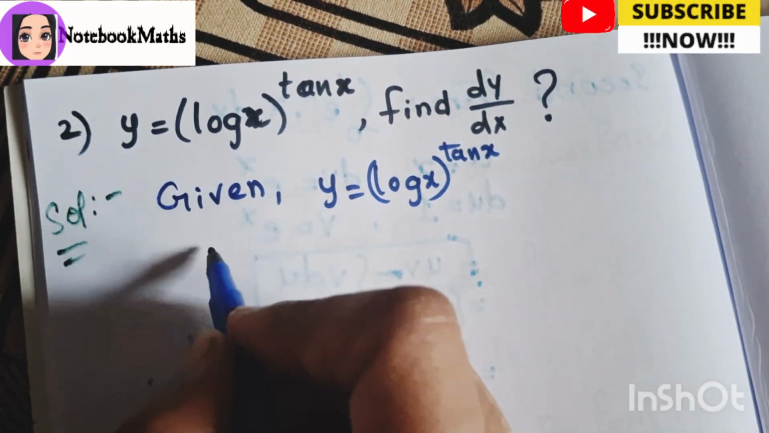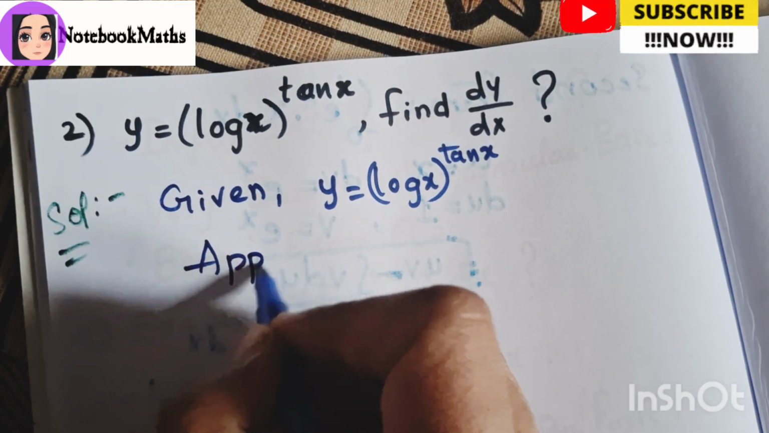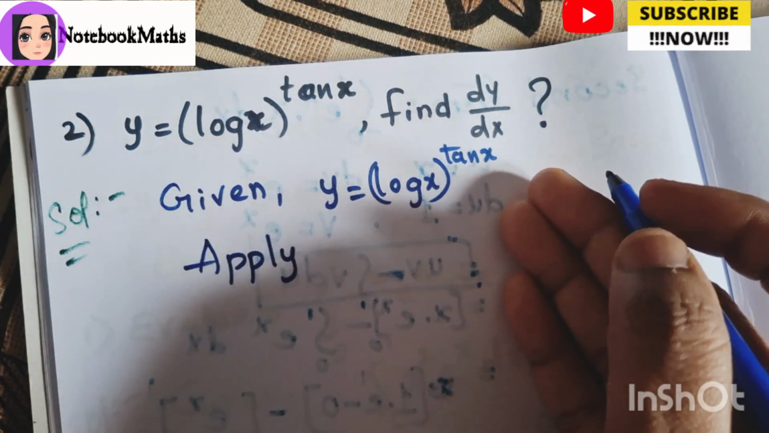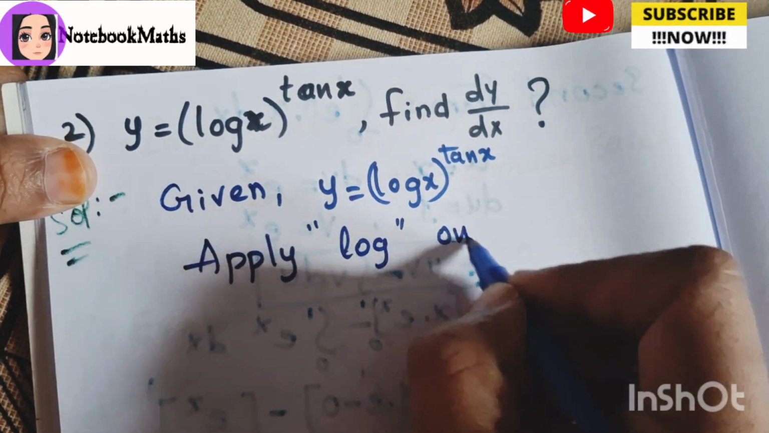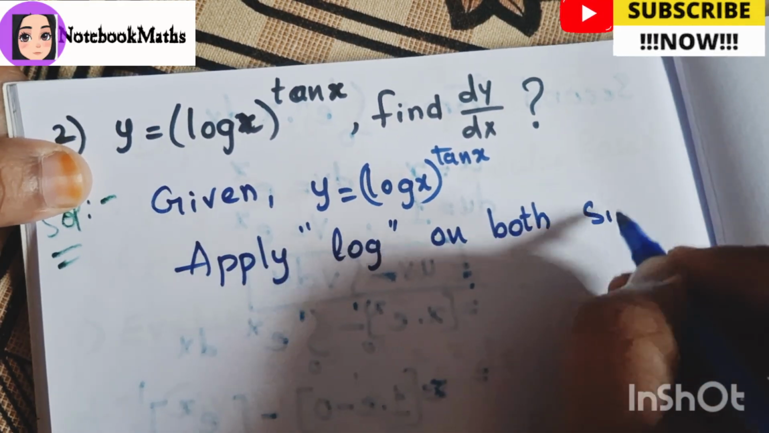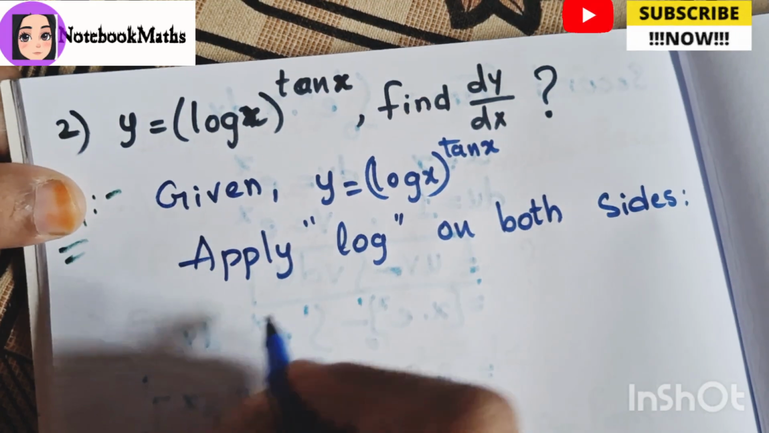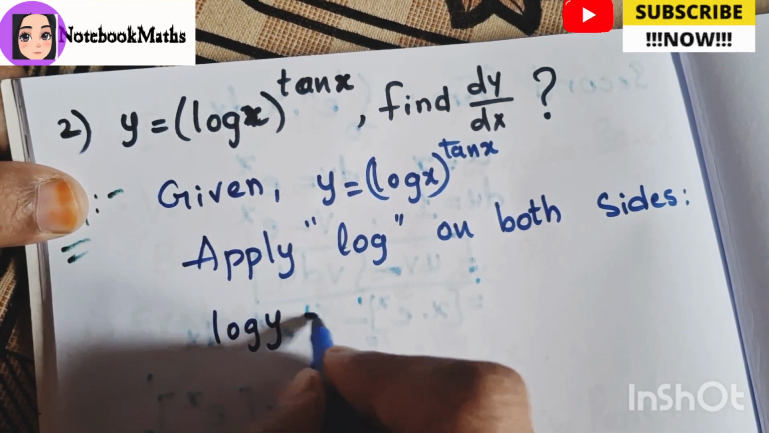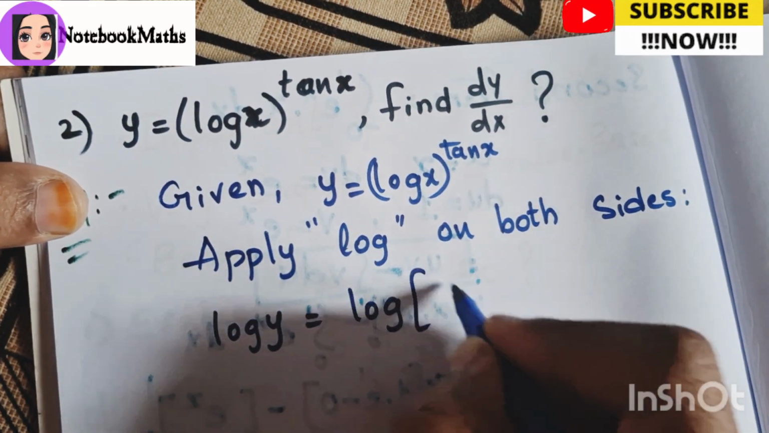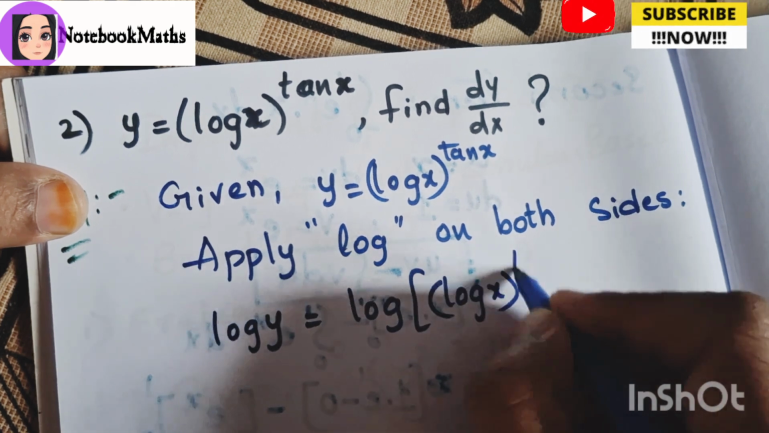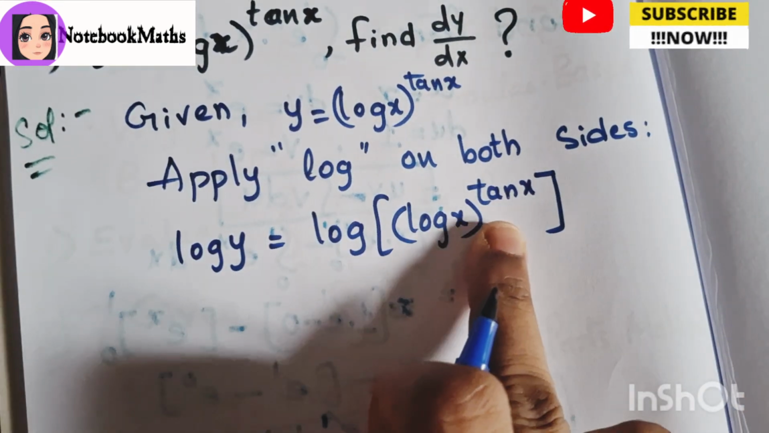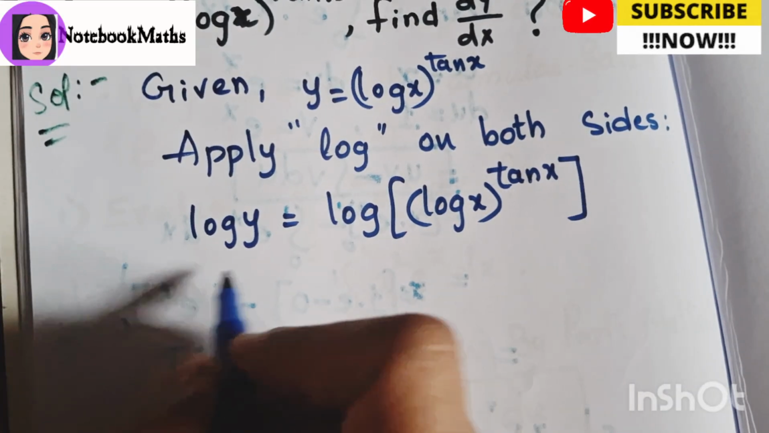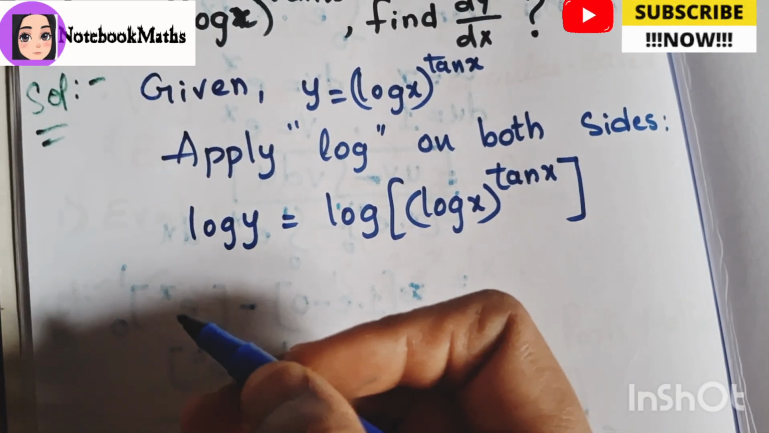Now apply log on both sides. Whenever a power is given, we have to apply log on both sides. So now we get log y equal to log of log x whole power tan x. Okay, log of log x whole power tan x is there. So now what we have to differentiate now.